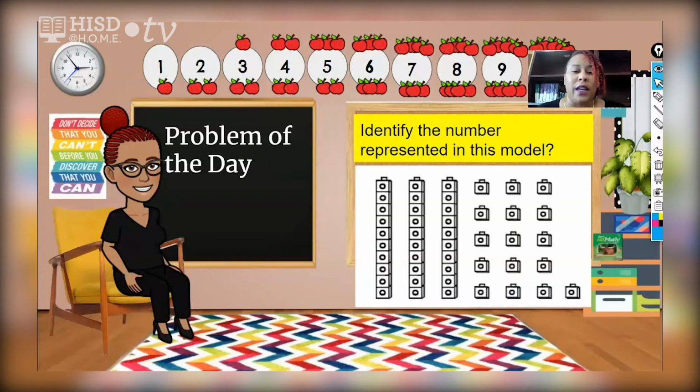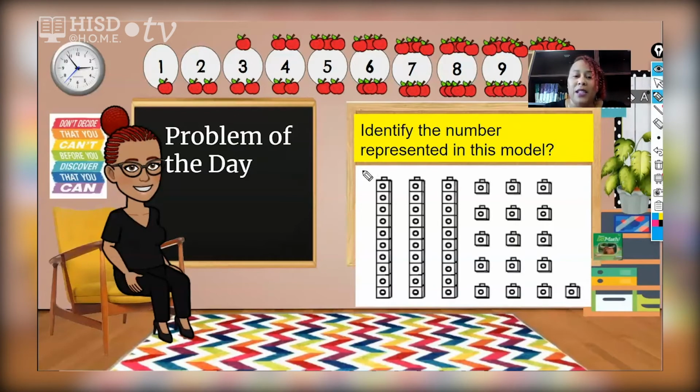When I take a look at this problem, I see those place value blocks, tens and ones. I know when I see them stacked together that this represents 10. Because I know that this represents 10, I can start by skip counting by 10.